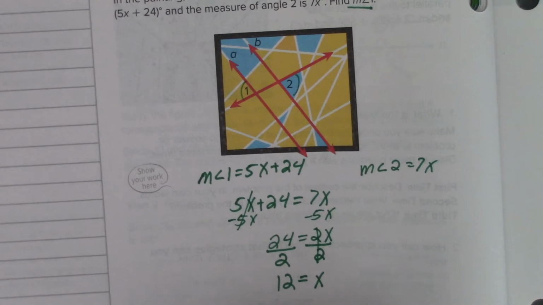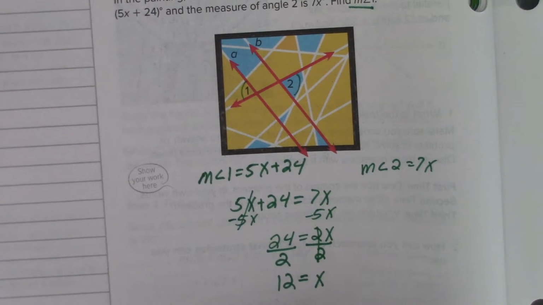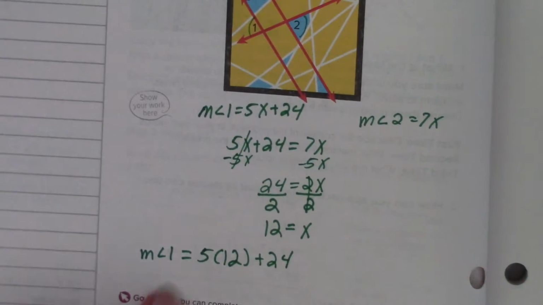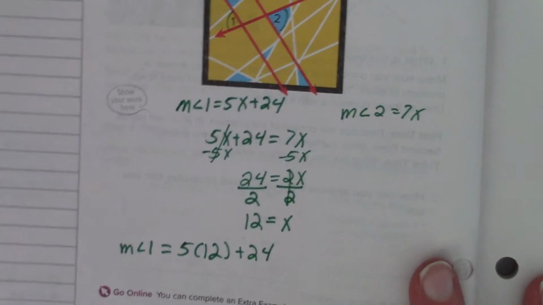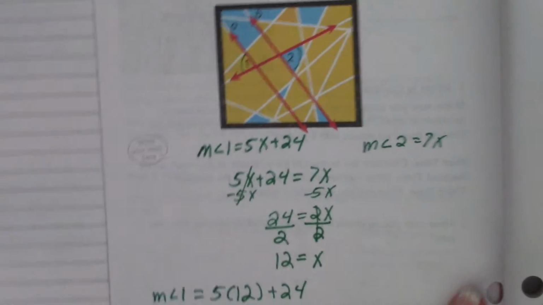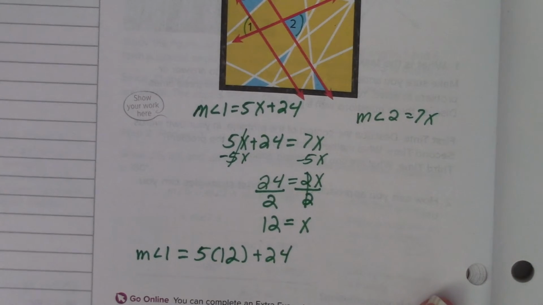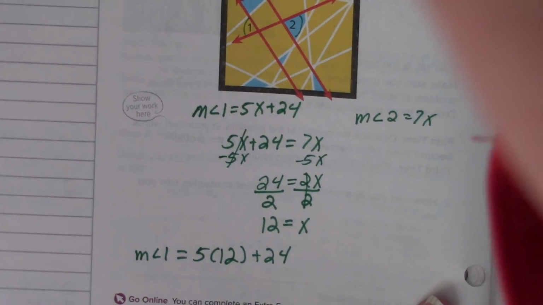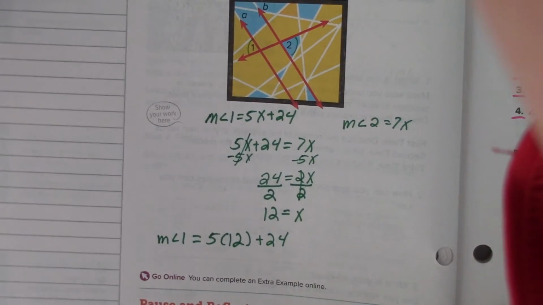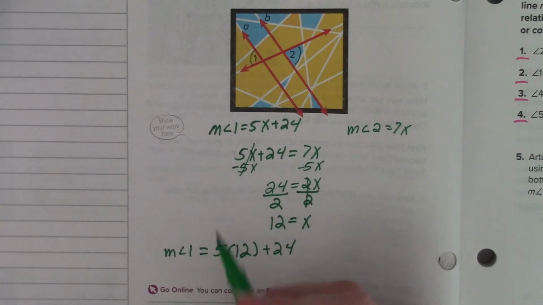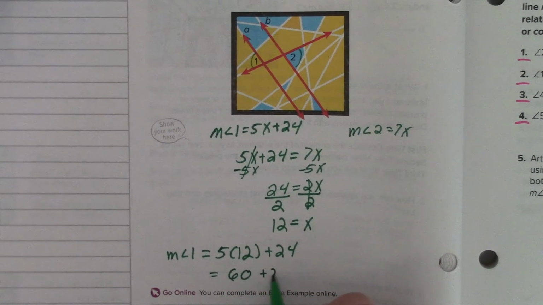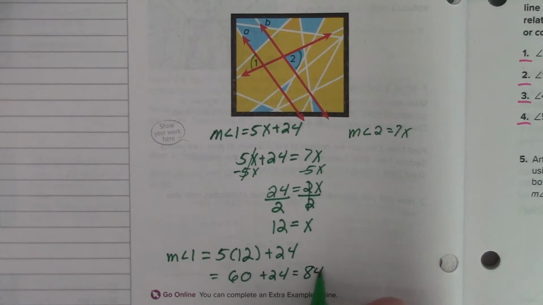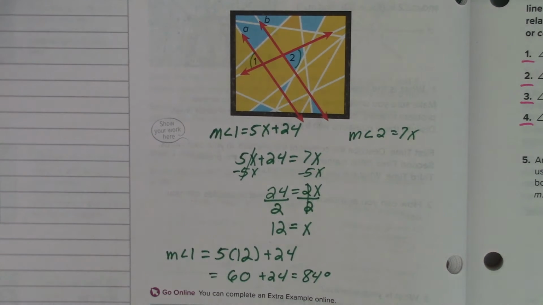So measure of angle 1 equals 5 times 12 plus 24. And you can't see that, so let's bring that down. There we go. All right, I need to zoom out a little bit so you can see a little bit better. Okay, so 5 times 12 equals 60 plus 24 is going to give me 84 degrees. So that is the measure of angle 1.